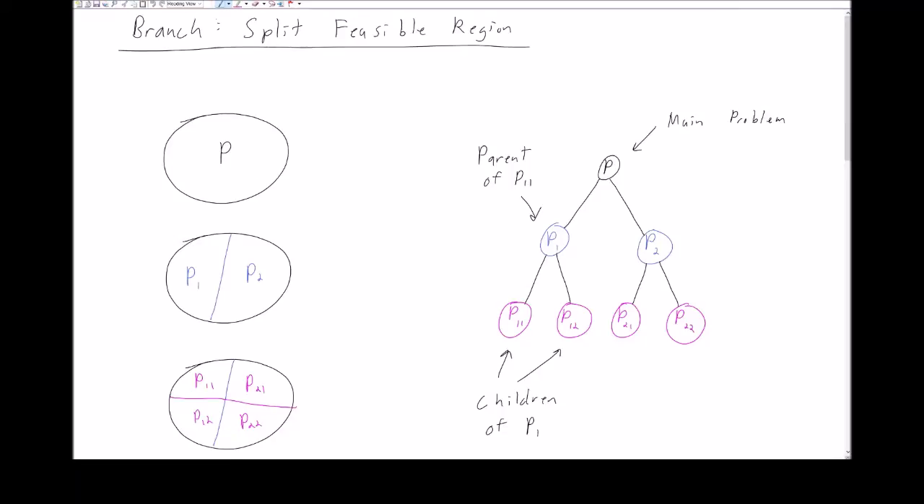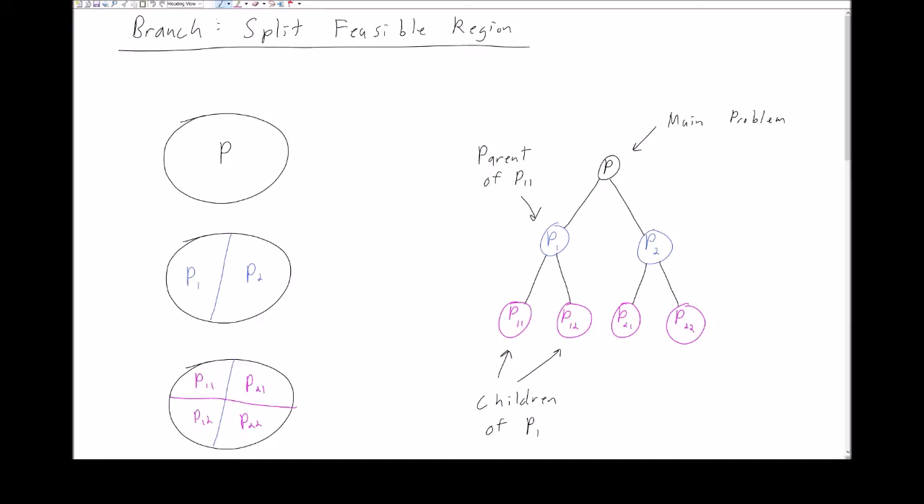Now that we've thoroughly explored the bounding process, including how to compute bounds, how to combine bounds, and how to use these bounds to prune nodes, we should talk about the branching process. The branching process is much simpler than the bounding process.